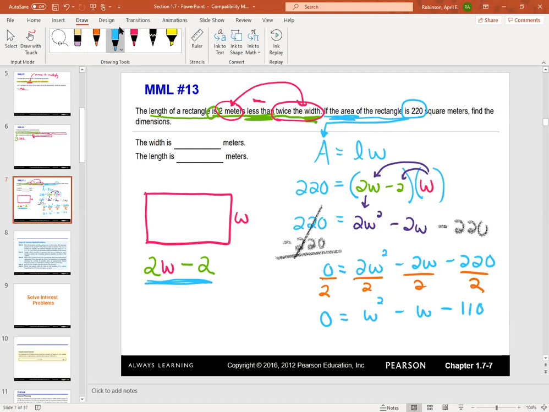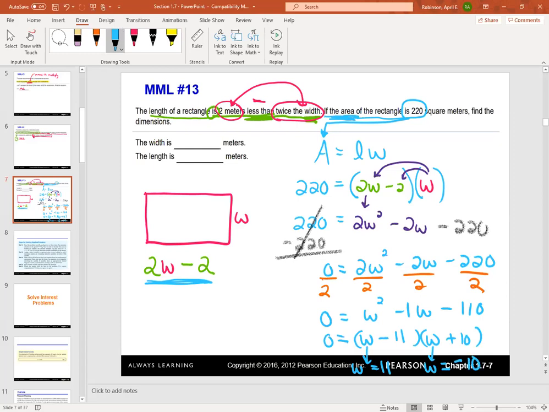Because when your trinomial starts with a W squared, all I have to do is unfoil it. This has to be a W and a W. And then I need 2 factors of negative 110 that add up to negative 1. There's really a negative 1 right here. And that's easy, 11 times 10. That'd be negative 11 and a positive 10. When you multiply them, you get negative 110, and when you add them, you get negative 1. So my 2 possible answers are W is equal to 11, or W is equal to negative 10.